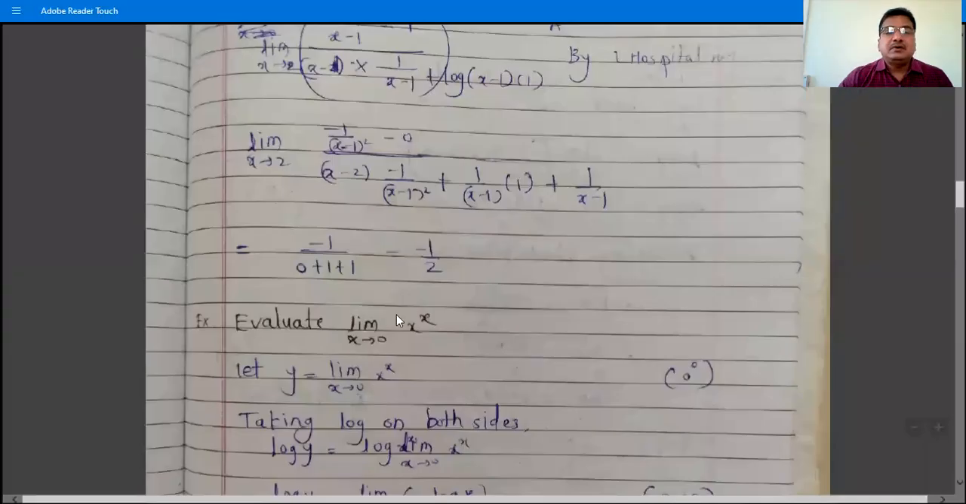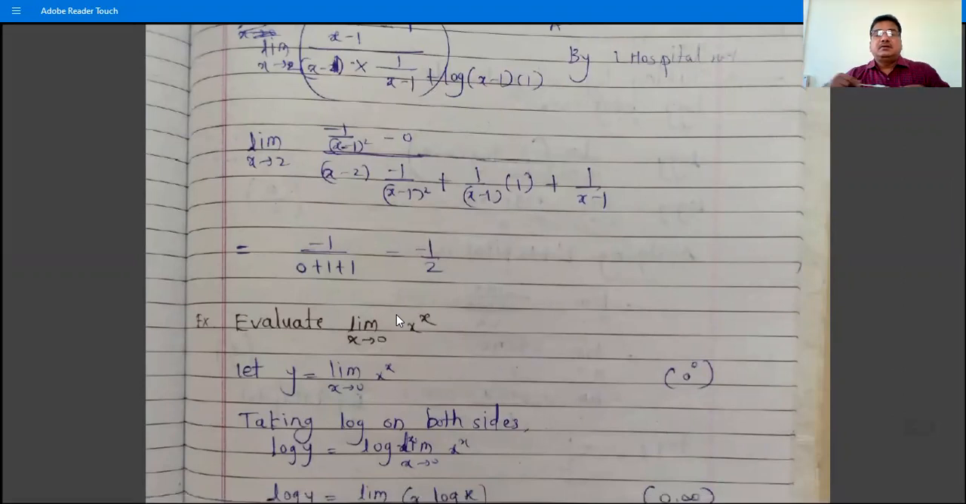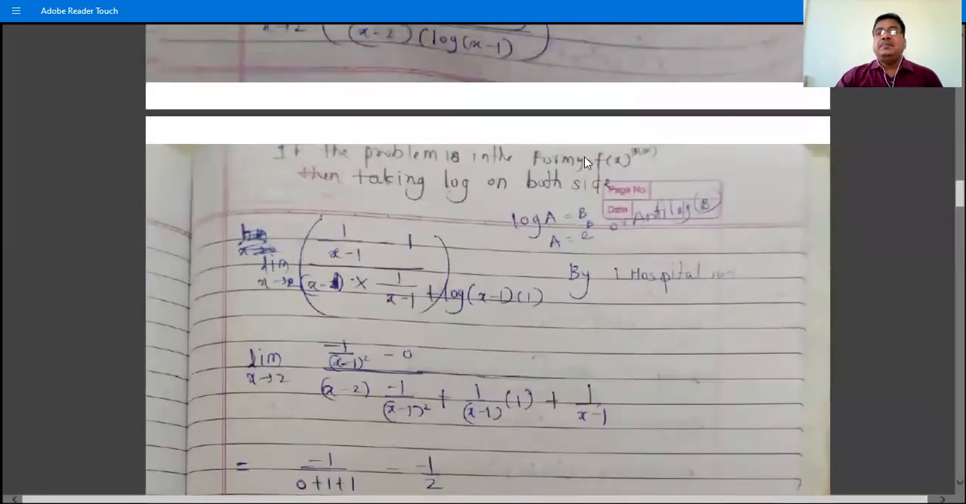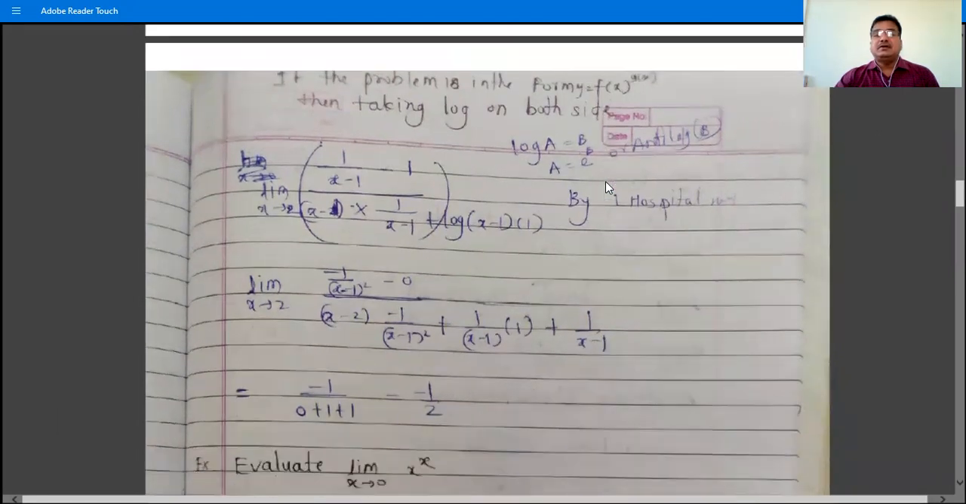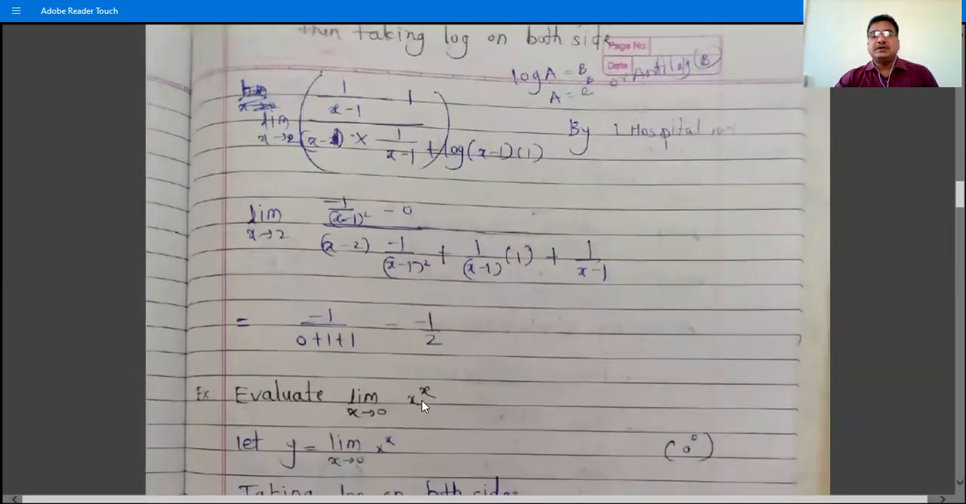Next example on Euler's L'Hospital rule. Find the limit as x tends to 0 of x raised to x. So these examples are of the form f(x) raised to g(x). That is, we have to find the limit of functions of the type f(x) raised to g(x).